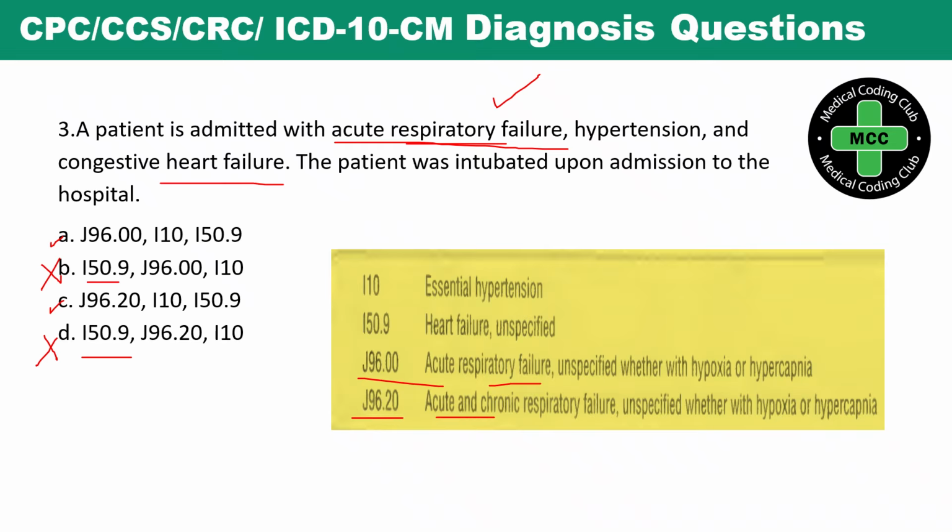J96.20 says acute and chronic respiratory failure. Okay, so now the answer should be acute respiratory failure, because you have clear documentation of acute respiratory failure. So option A is correct, and here we are coding hypertension and heart failure individually, and we don't have heart disease here, so we just have to code them individually, and option A is correct.